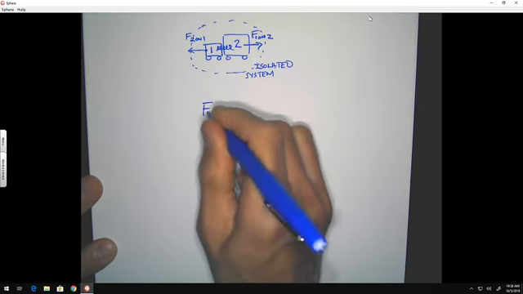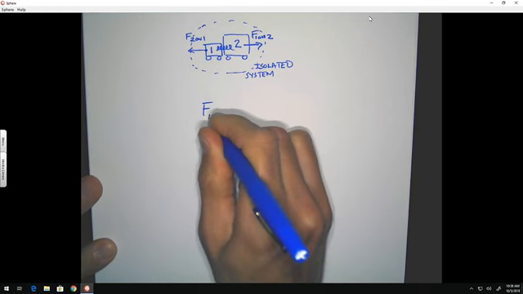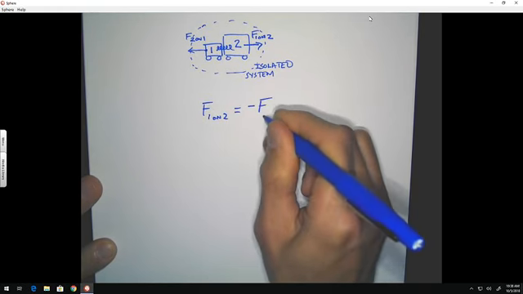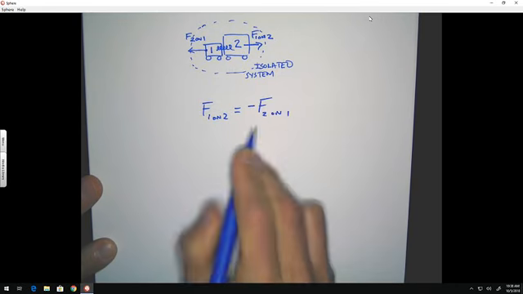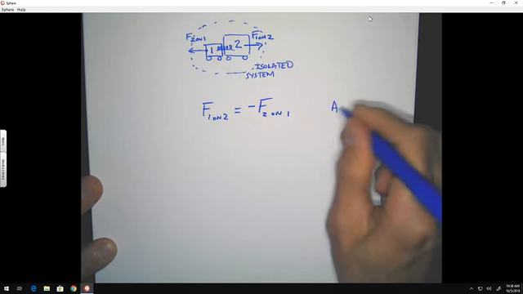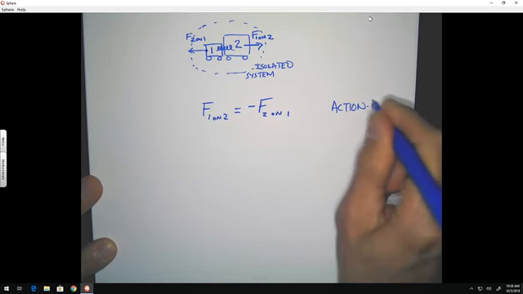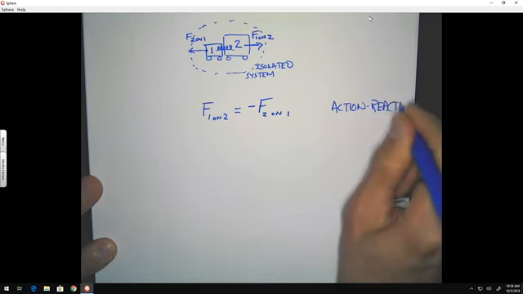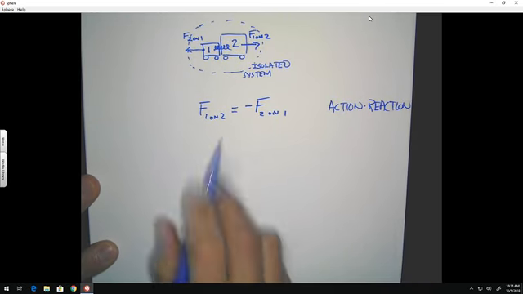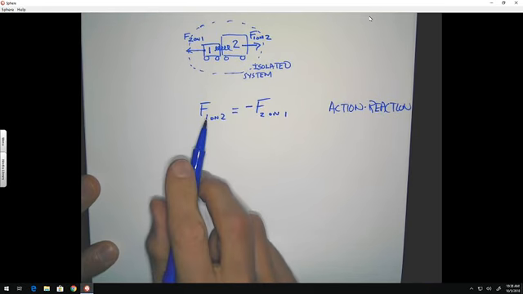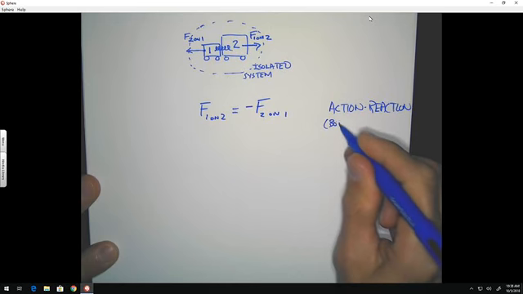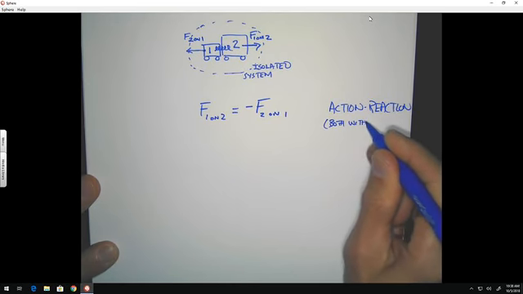We're going to say that the force of 1 on 2 is equal and opposite to the force of 2 on 1. I'm going to put a negative sign there because they go in opposite directions. And that's all because of action and reaction. Those forces are an action-reaction pair. Hopefully you can see that. And they're both inside of the system.